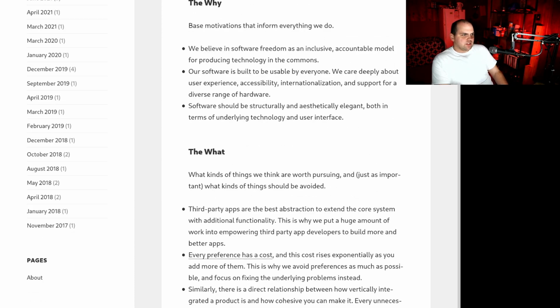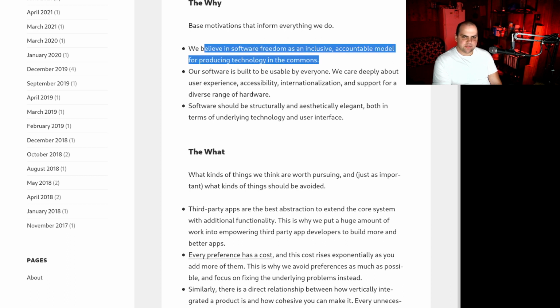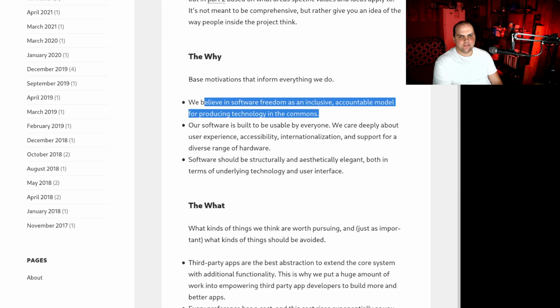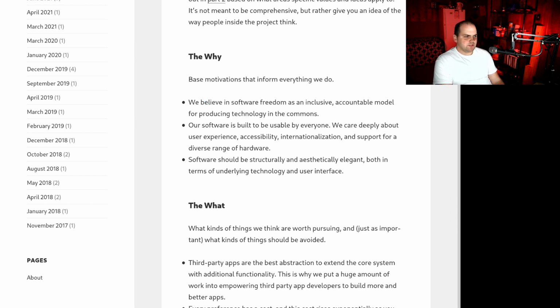He believes in software freedom as an inclusive, accountable model for producing technology in the commons. Well, that phrase is already wrong because the Termite Project literally turned into abandonware because GNOME developers were not wanting to be inclusive or even accountable. That is completely the opposite of what he just said right here. Our software is built to be usable by everyone, except people that don't use the GNOME terminal. We care deeply about user experience, except we remove user preferences.